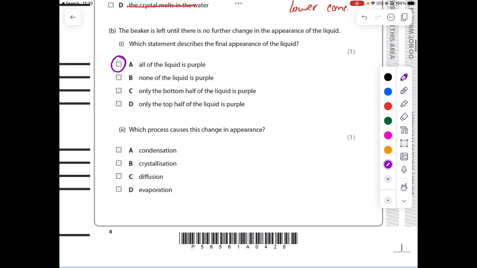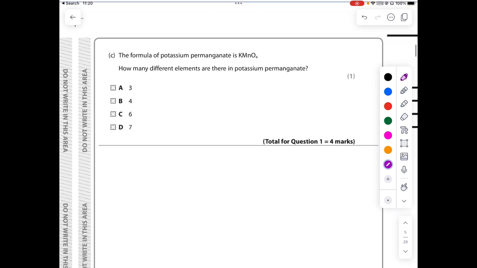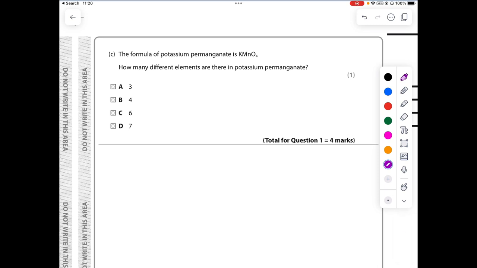Which process causes this change in appearance? This is because of nothing but what? Diffusion. It's not condensation. It's not crystallization, and it is not evaporation, rather it is diffusion. Part C, the formula of potassium permanganate is KMnO4. How many different elements are there in potassium permanganate? So potassium is 1, manganese is 1, oxygen is 1. So totally how many do I have? 3 I have. So option A.